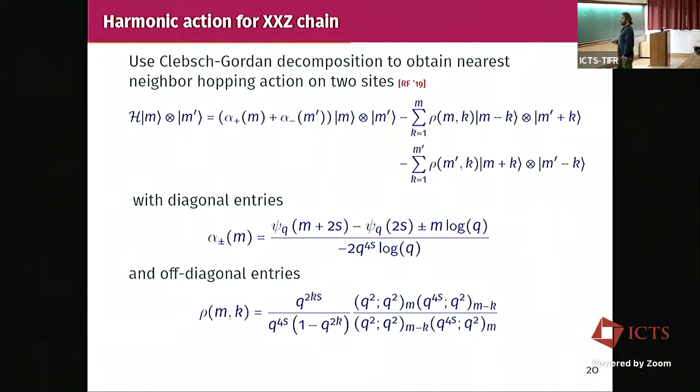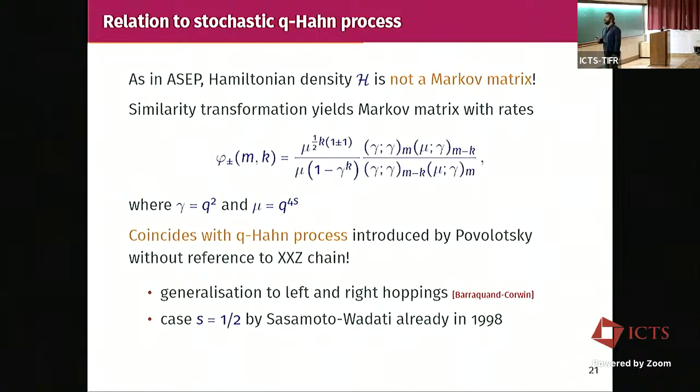So these are all the parameters that we had introduced before. And like in the RCEP, the XXZ chain is not immediately stochastic. We will need to introduce a similarity transformation, which then yields a Markov matrix with the rates given here.